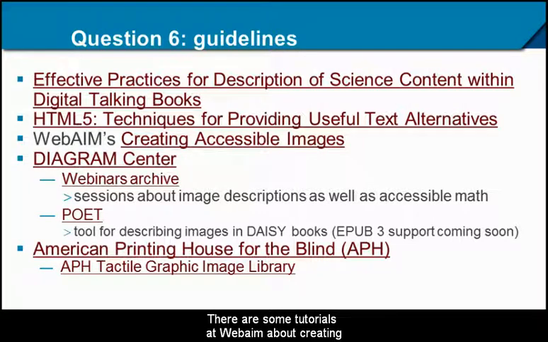There are some tutorials at WebAIM about creating accessible images. And then, of course, at the Diagram Center, there are a couple of good sources. You can start by taking a look at previous webinars that we've presented about image descriptions and accessible math. If you follow the link for the webinars archive, there are about half a dozen now that are available, 1-hour sessions, 90-minute sessions that are very detailed about descriptions and other things too. So take a look there. And while you're there, you can investigate a tool that Diagram has made available called Poet, which is used for describing images in DAISY books, in DTBs, and soon will be available for providing descriptions in EPUB 3 documents. So take a look at that. Those are not guidelines. Poet is actually a tool for writing descriptions for DTBs and soon EPUBs.